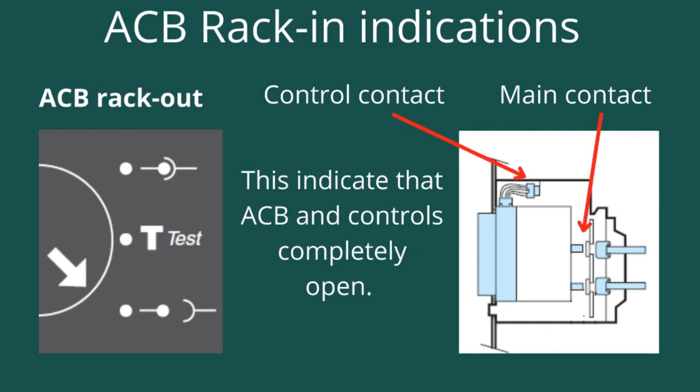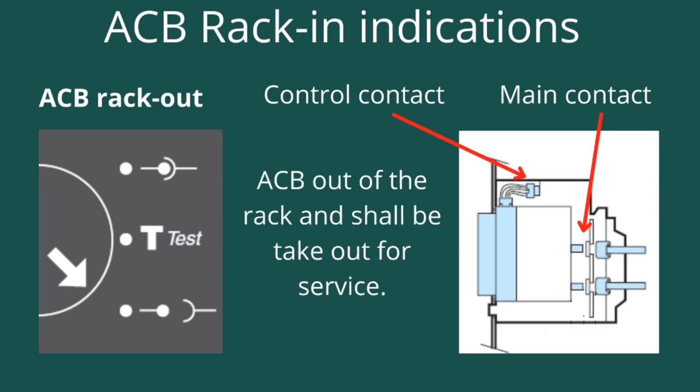ACB rack out. Indicator in lowest position. This indicates that ACB and controls are completely open. ACB is out of the rack and shall be taken out for service.